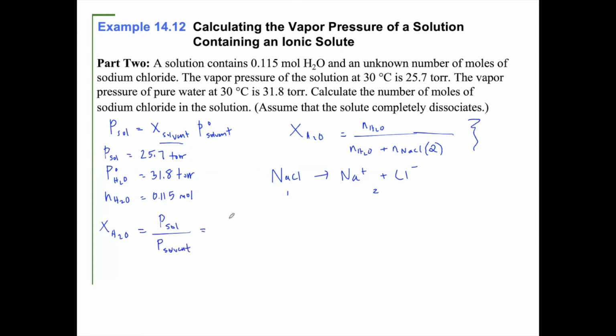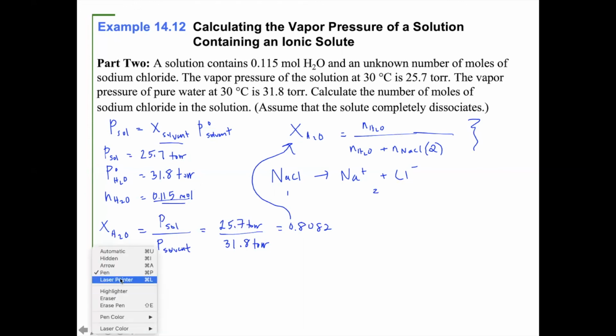Okay, so in this case, it's 25.7 torr divided by 31.8 torr. Okay, so now we've got 0.8082. That's the mole fraction for water. This is the same mole fraction as this value. Okay, so why not plug that in, use this information that we have about the actual number of moles of water that we have, and that can help us solve for how much sodium chloride we have.